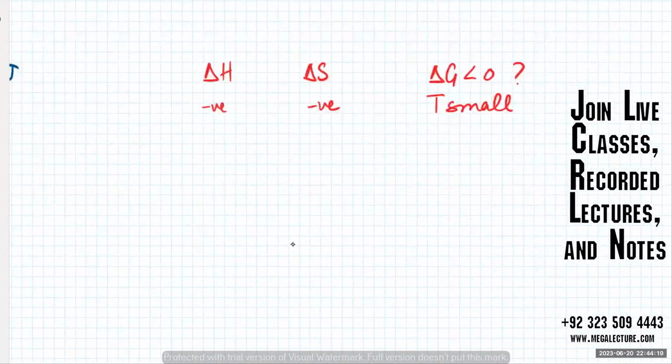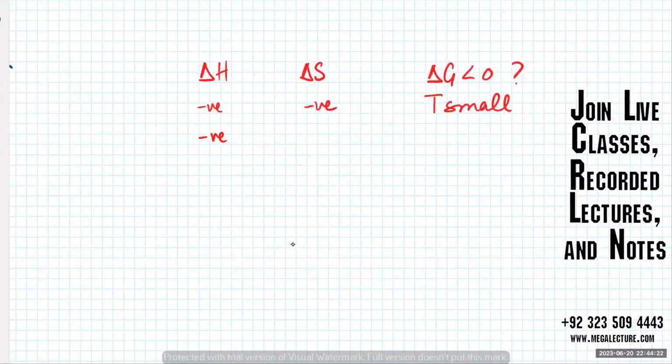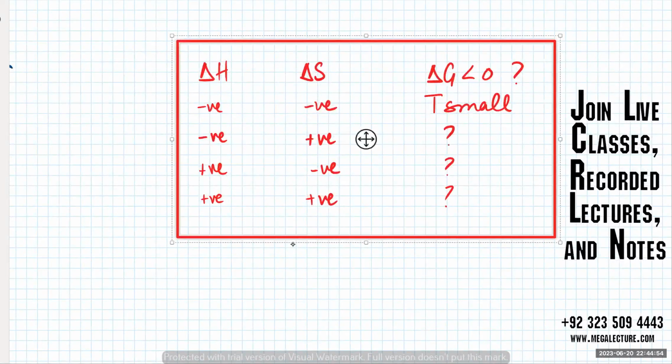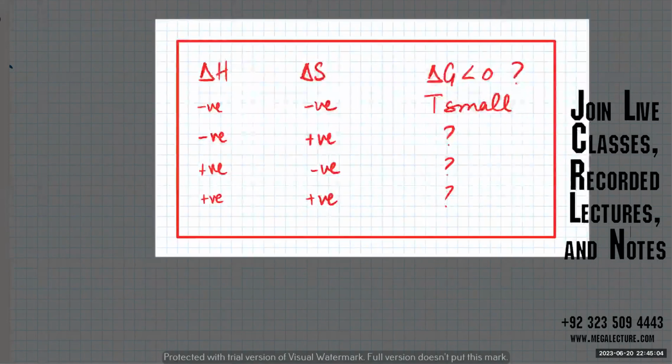Sounds good. So we're just going to fill in the table. If this is negative, this is positive, when will delta G come out to be less than 0? Then if this is positive and this one is negative, when will delta G be less than 0? And the last one is if both of them are positive. It's a small exercise, try and submit this probably today.